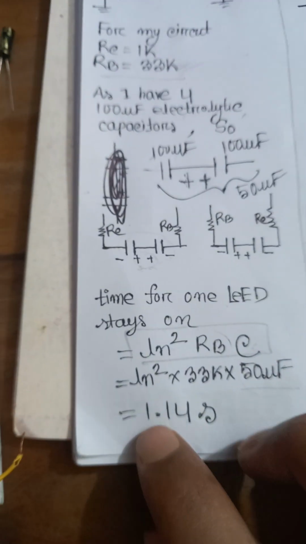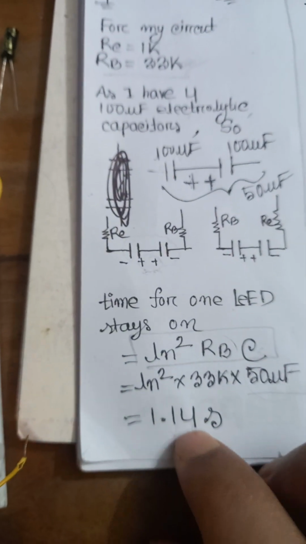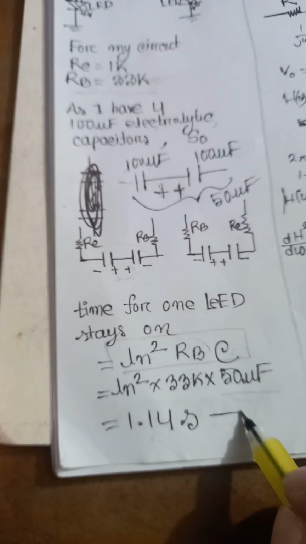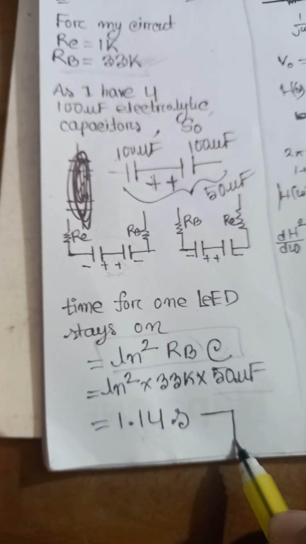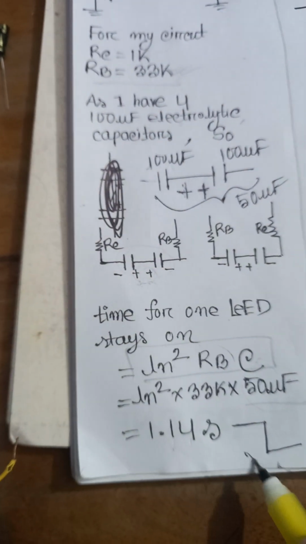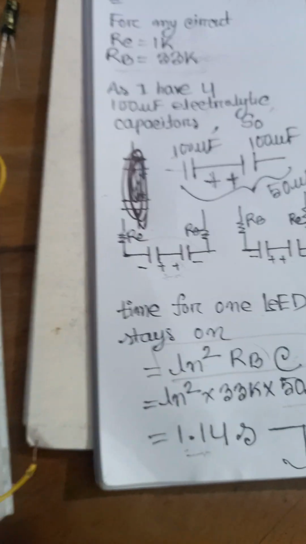So the time is 1.14 second, this is the time for which the output voltage is high, and for another 1.14 second the output will be low. That means the total time period is double of 1.14 second. That means 2.28 second is the time period. So the time period is actually 2 into 1.14 second.